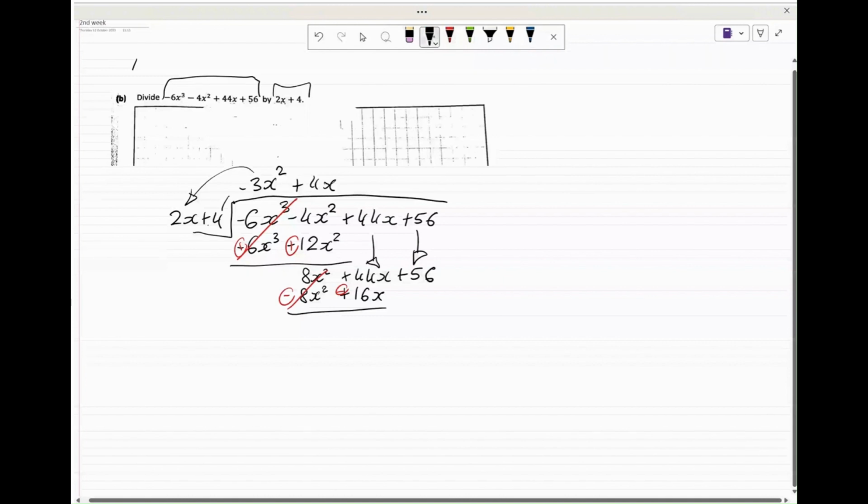These two are going to cancel. Here we have 44x minus 16x, which is 28x, and we can bring down our final term. Back to 2x times 28x, that is 14. 14 times 2x is 28x, and 14 times 4 is 56. Now you can finish it off like this and change your signs and cancel, but you're just left with 0 at the end.